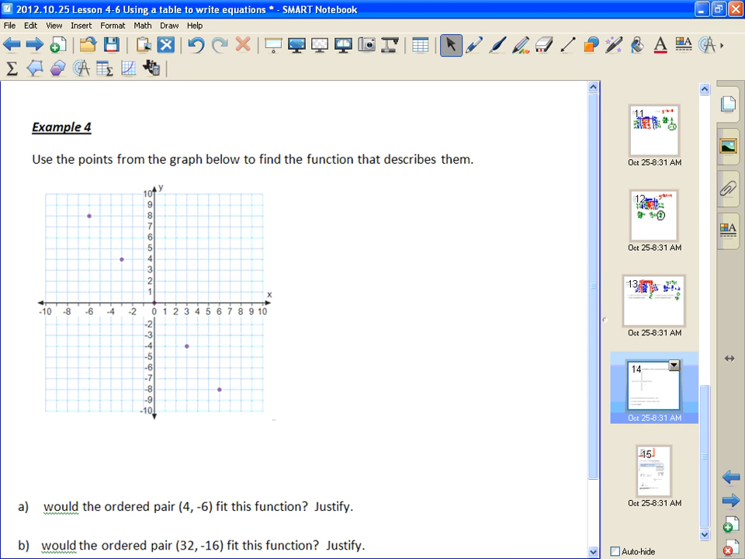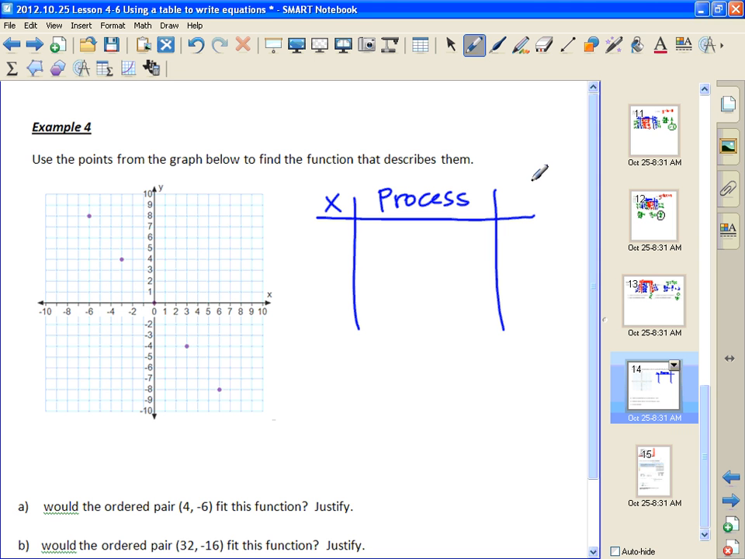All right, so on example 4, it says use the points from the graph below to find the function that describes them. Now here, it doesn't come out and give us the points, so you've got to look for them on the graph. You're still going to make a table. So I have x, process, y. It doesn't really matter what order you go in. You can start on the left or on the right. I normally start over here.